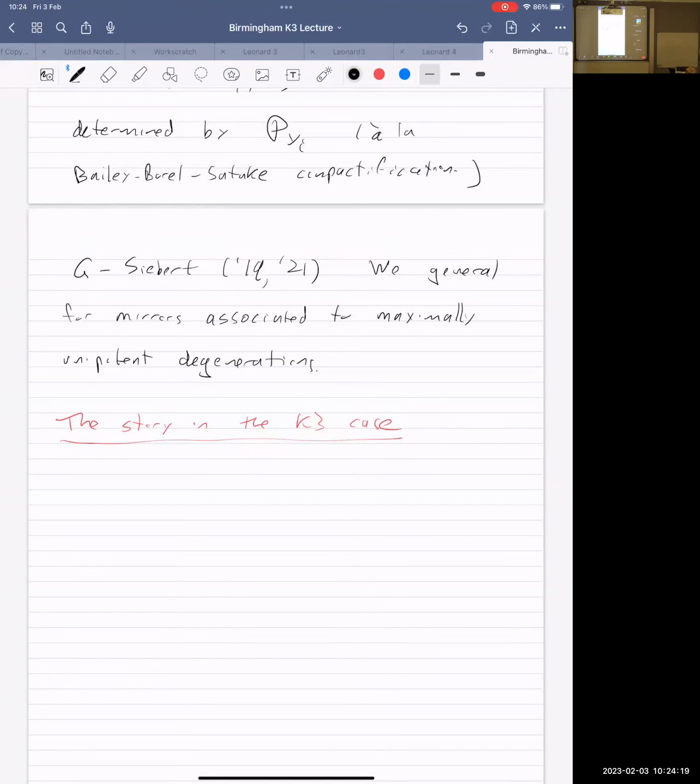You were talking about Morrison's large complex structure limit point, but now you're talking about maximally unipotent degenerations. What's the contrast you're making here? Maximally unipotent is a weaker condition than Morrison's large complex structure limit. Okay, so there was a lot of extra information, extra requirements. Okay. I didn't know. Okay, great.